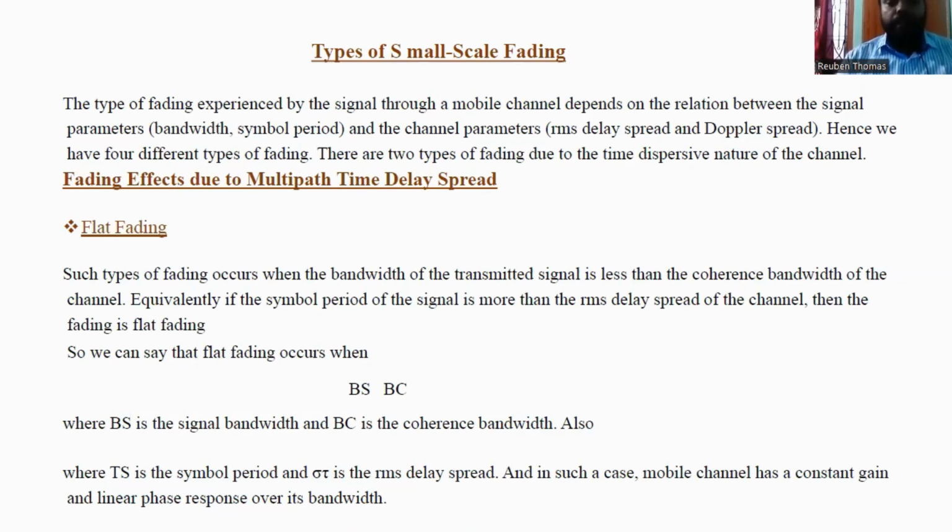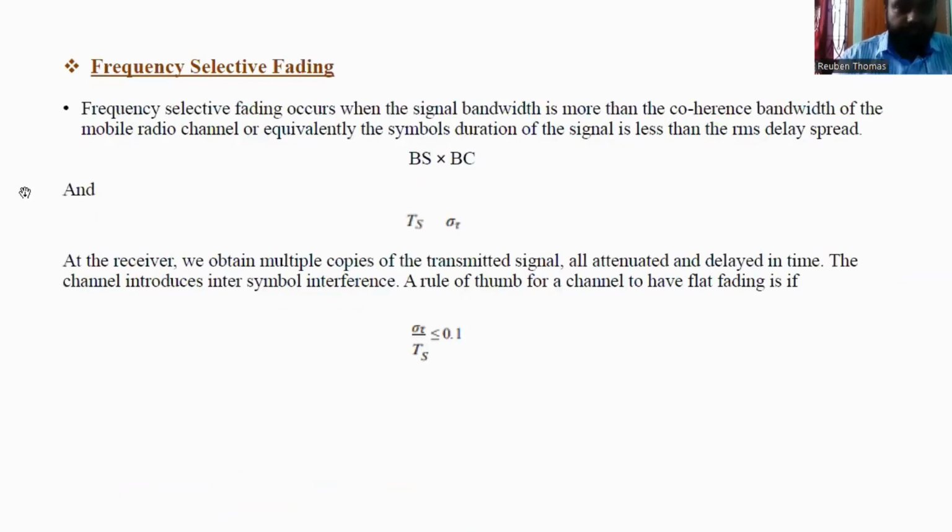Equivalently, if the symbol period of the signal is more than the RMS delay spread of the channel, then the fading is flat fading. So we can say that flat fading occurs when Bs is less than Bc, where Bs is the signal bandwidth and Bc is the coherence bandwidth. And coming to frequency selective fading, it occurs when the signal bandwidth is more than the coherence bandwidth of the mobile radio channel, or equivalently the symbol period of the signal is less than the RMS delay spread. That is, Bs is greater than Bc. So we'll stop here and we will check with the other things in the next session.